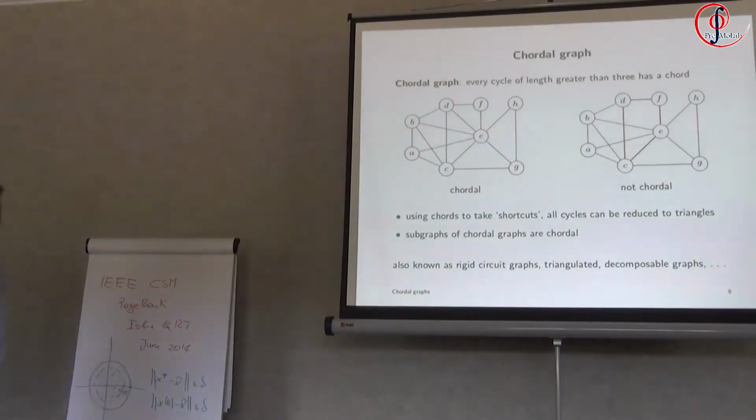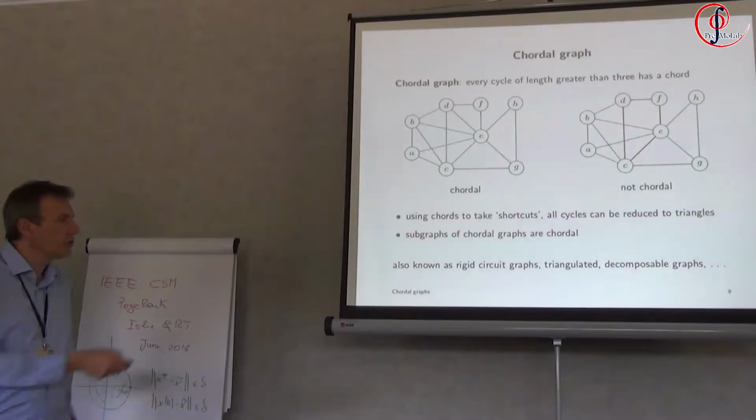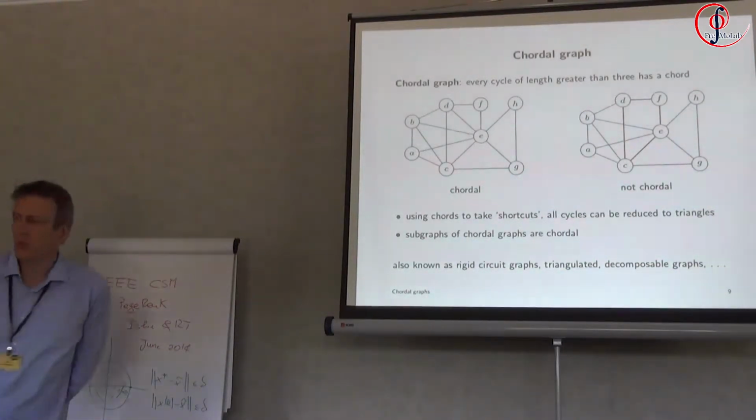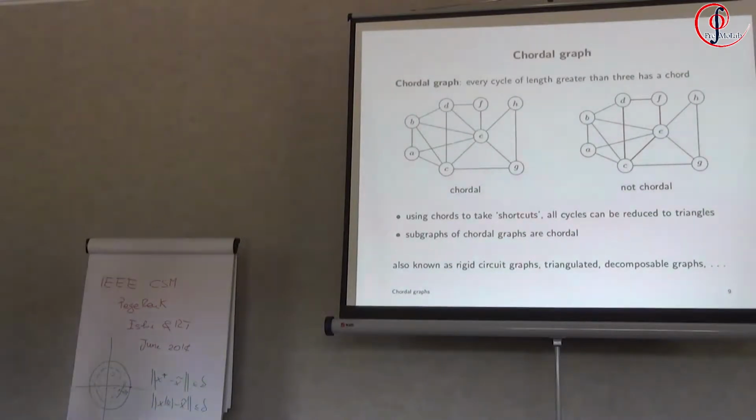So it also means that if it's a chordal graph, then also by using chords to make a shortcut, you can always reduce a cycle to a triangle. Right? For example, here you could start with the cycle of length 4 and then shorten it in different ways to triangles. And they're known under different names, so one of the oldest terms is rigid circuit graphs, or triangulated graphs, or decomposable graphs, or perfect elimination graphs.